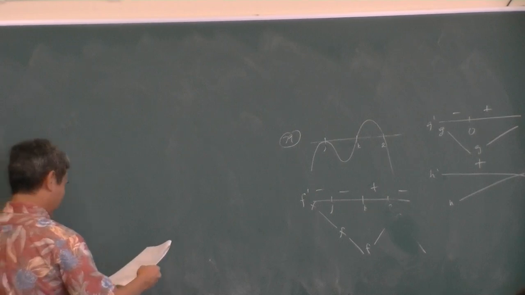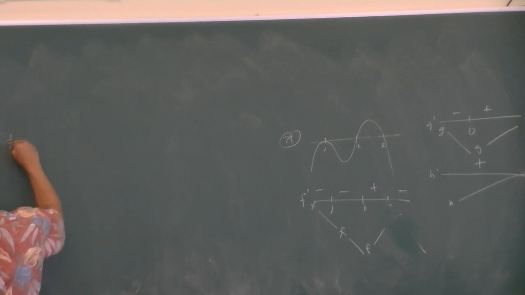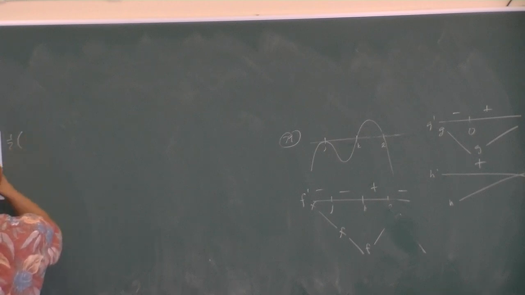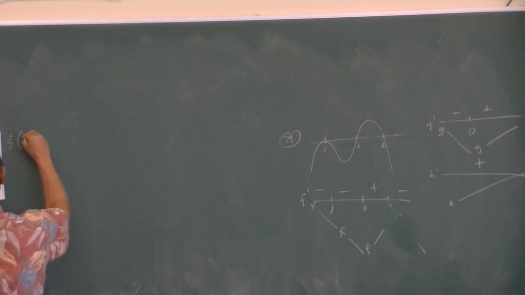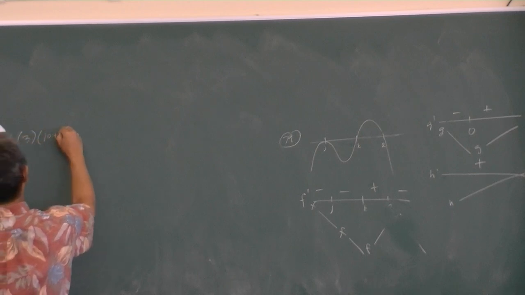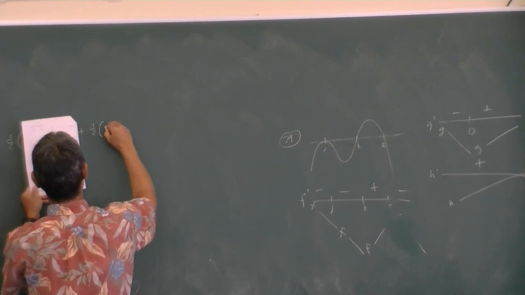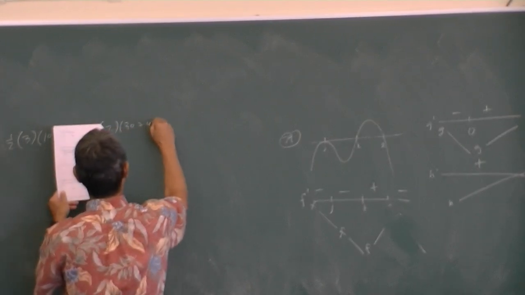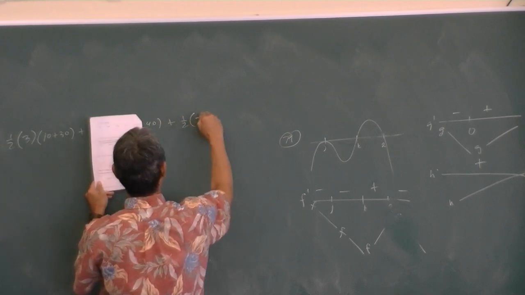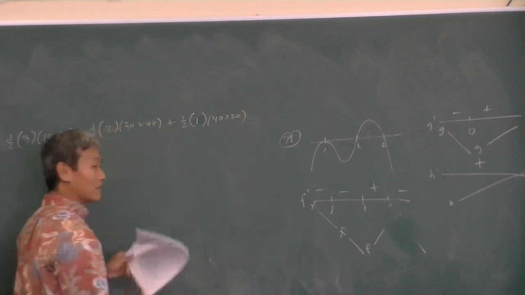Trapezoidal rule, read it off. Come on, this is like second nature to you guys already. 1/2 what? What's the difference between 2 and 5? Oh, 1/2, 1/7. You're not doing what I'm telling you to do. 3 times 10 plus 3. Plus 1/2 from 5 to 7, 30 plus 40. Plus 1/2 from 7 to 8 is only 1, right? And then 40 plus 20.